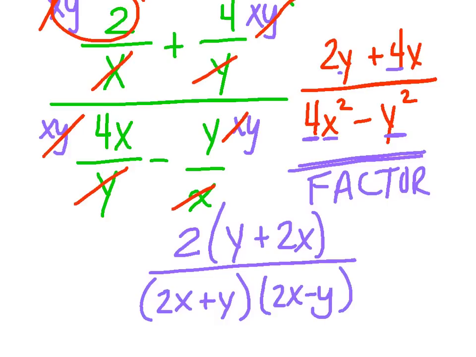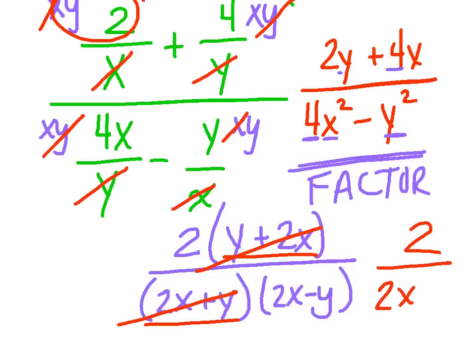And lastly, I'm going to see if anything can cancel. Well, it looks like the y plus 2x and y plus 2x. Now, I just want to make sure that we understand they're the same terms and not different by a negative. The 2x is positive, and the y is positive and positive. So there's nothing negative about them, and they cancel out to a positive 1. So I've got 2 over 2x minus y. Final answer.